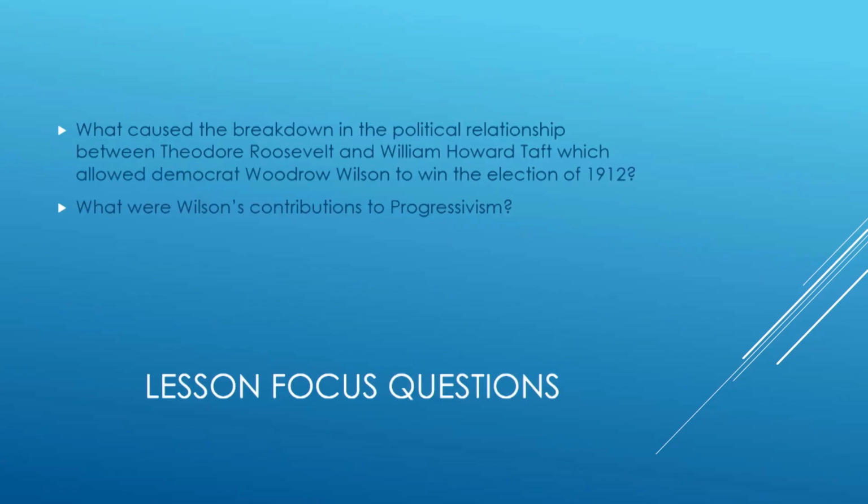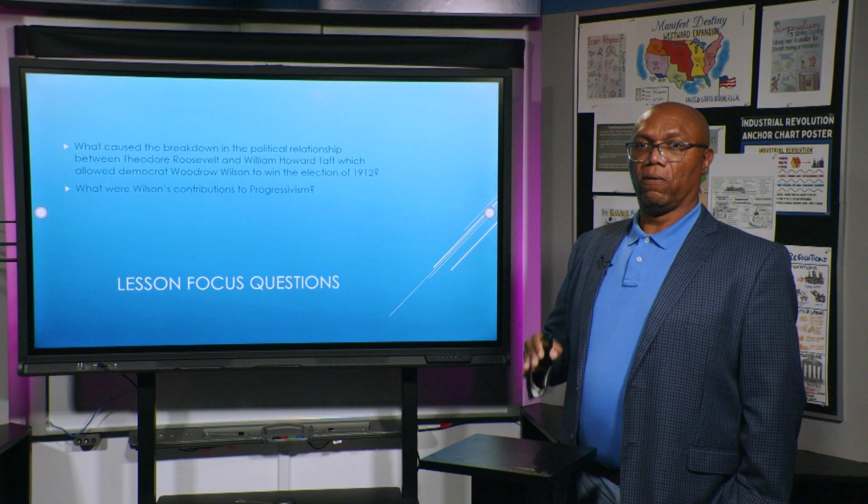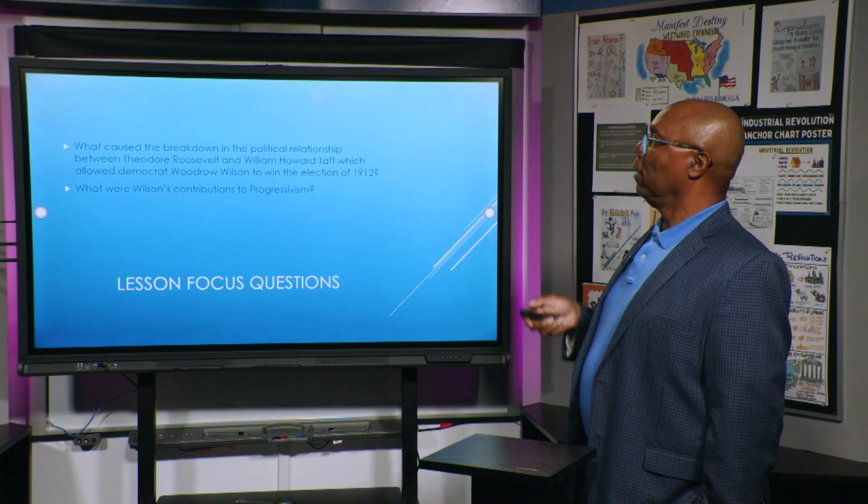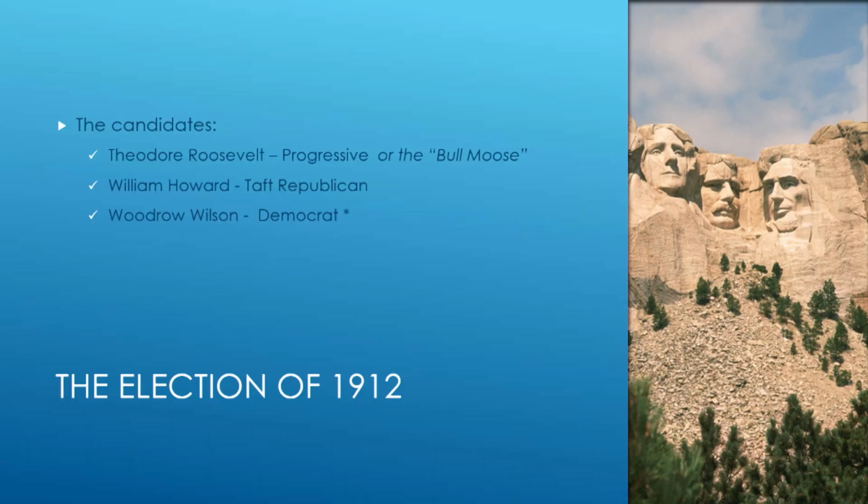The lesson focus question is, what caused the breakdown in the political relationship between Theodore Roosevelt and William Howard Taft, which allowed Democrat Woodrow Wilson to win the election in 1912, and what were Wilson's contributions to progressivism? So these questions are the main ideas of this particular lesson, and it gives us an opportunity to go along and see if we can pick up elements that answer these two questions. I will tell you a brief story about the election of 1912.